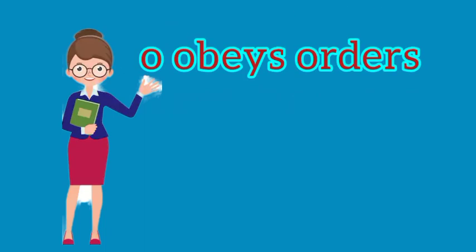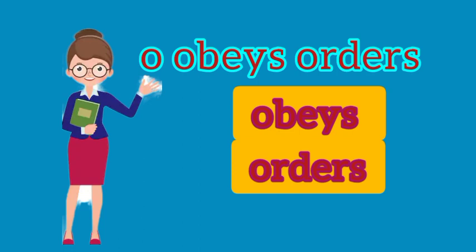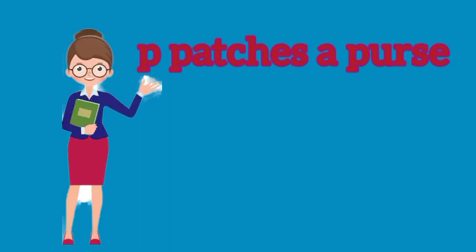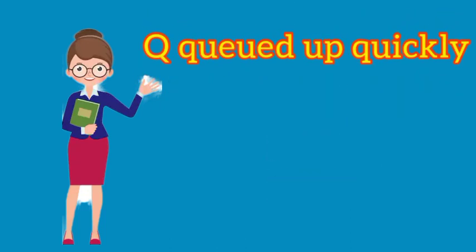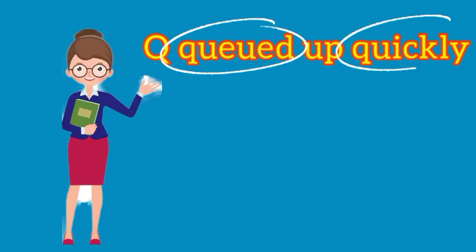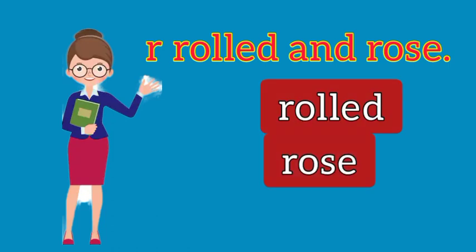O obeys orders. The words obeys and orders begin with the letter O. P patches a purse. The words patches and purse begin with the letter P. Q queued up quickly. The words queued and quickly have Q in it. R rolled and rose. The words rolled and rose begin with which letter?